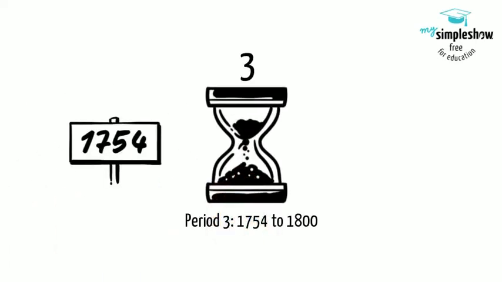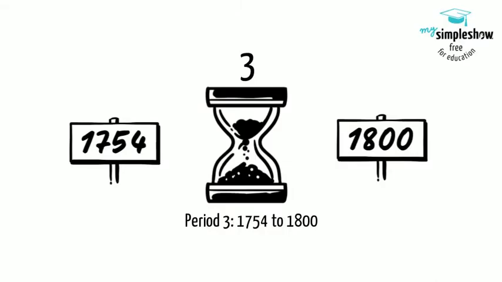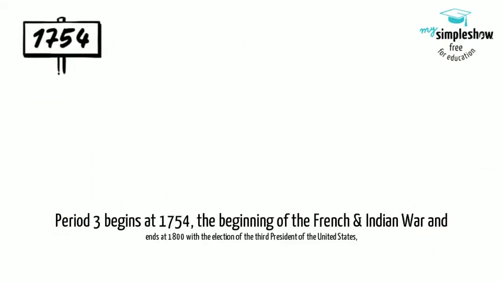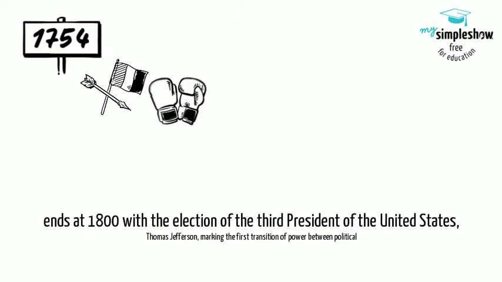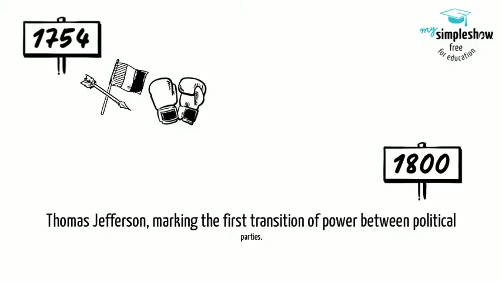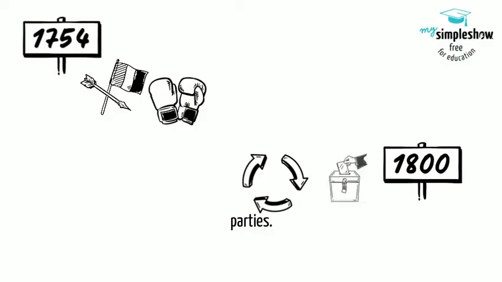Period 3, 1754 to 1800. Period 3 begins at 1754, the beginning of the French and Indian War, and ends at 1800 with the election of the third President of the United States, Thomas Jefferson, marking the first transition of power between political parties.